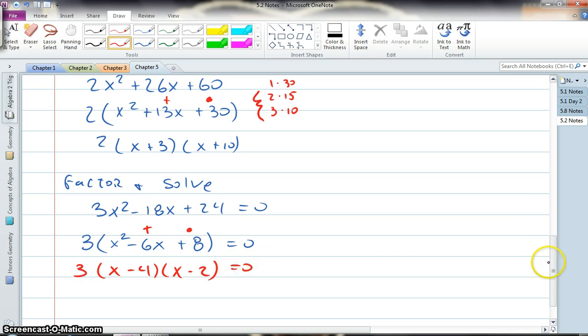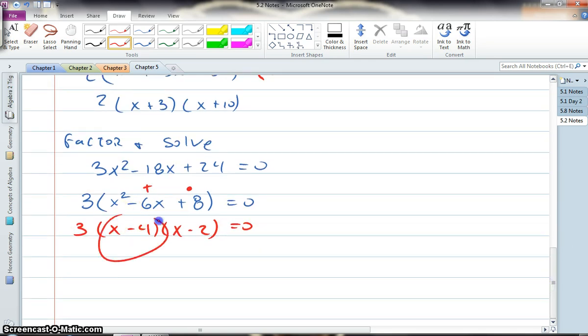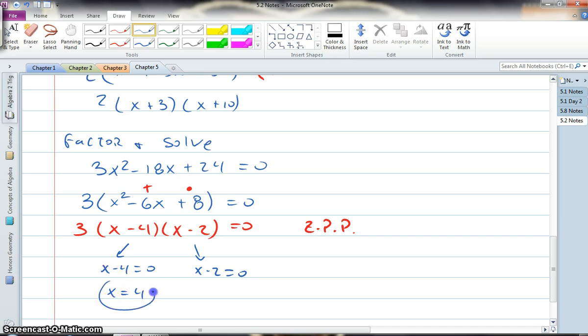So I got x minus 4, x minus 2. Now when it's equal to 0, we want to find out what's going to make this whole thing equal 0. So ZPP, or zero product property, tells us x minus 4 equals 0, or x minus 2 equals 0. So x is 4 and x is 2. Again, what that indicates is what's going to make this term 0 so that the equation is true.